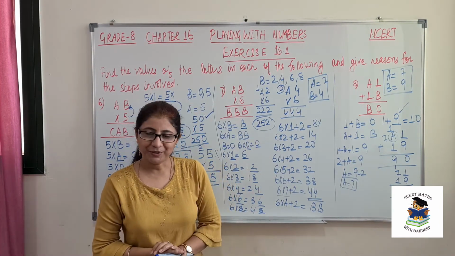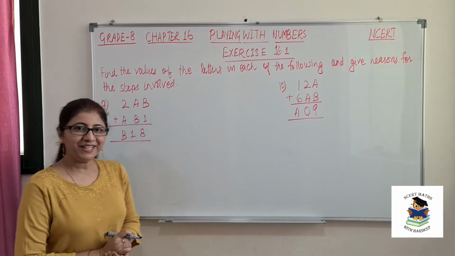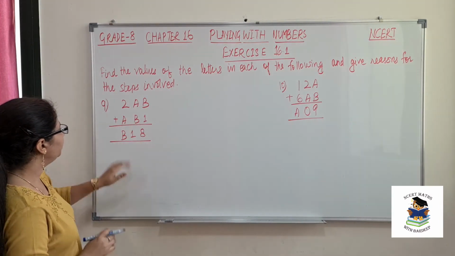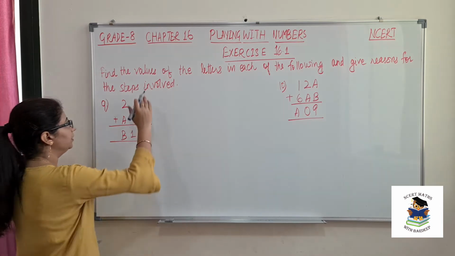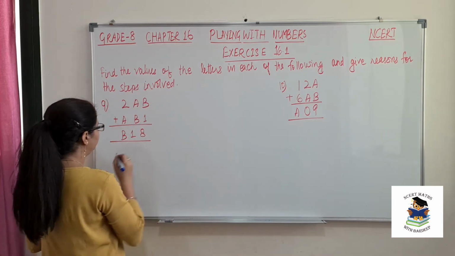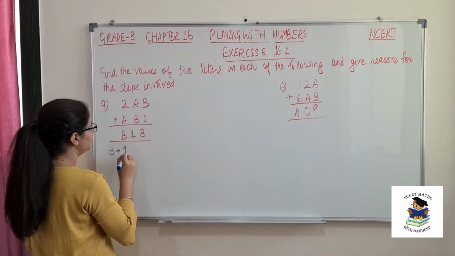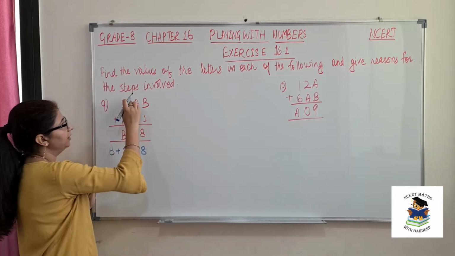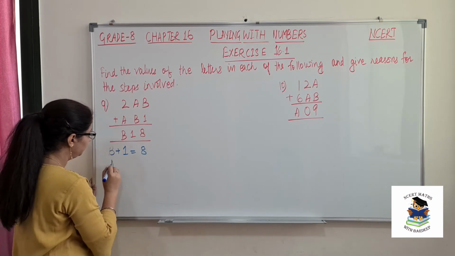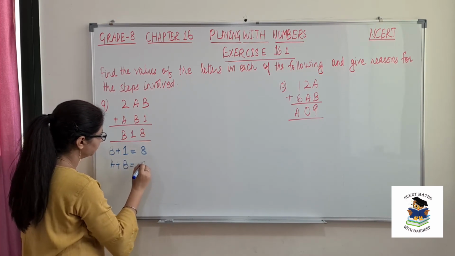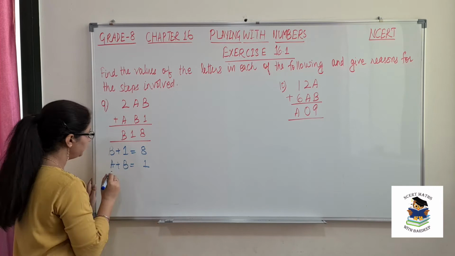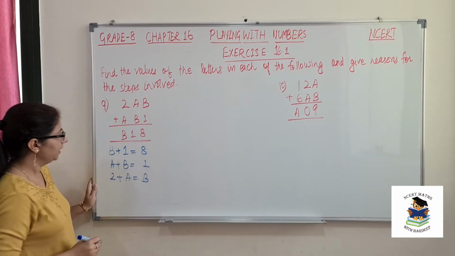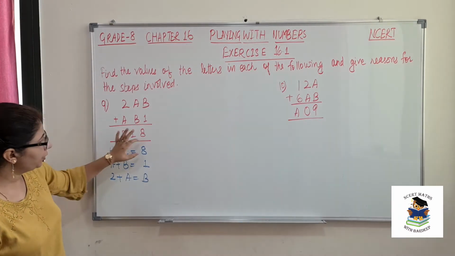Now let's move on to the 9th one. So let's see our 9th question. This is 2AB plus AB1 should be equal to B18. So this should be like B plus 1 should be equal to 8. So B plus 1 should be 8. A plus B should be 1. And 2 plus A should be equal to B.